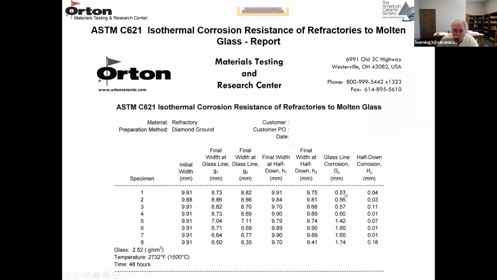So the corrosion on, let's say, sample number 1 was 0.57 millimeters. That's how much of the width was lost. Under the glass line, you only lost 0.04 millimeters. This test was run at 1500 C for about 2 days or 48 hours.